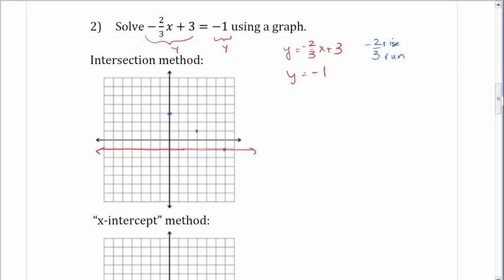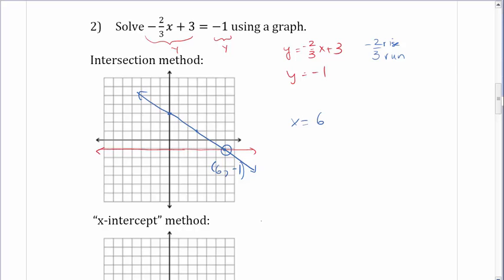And pretty quickly those lines cross, and I can see that that point right there has a y-coordinate of negative 1 and an x-coordinate of 6. So my solution is the x-coordinate, x equals 6.